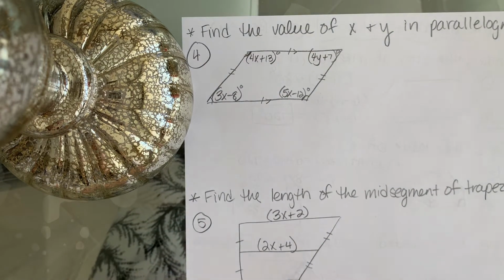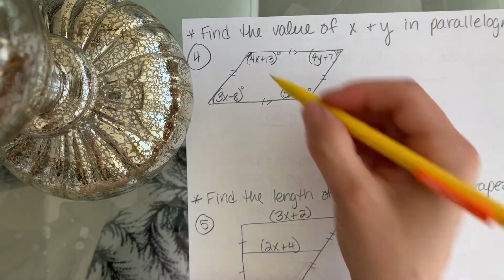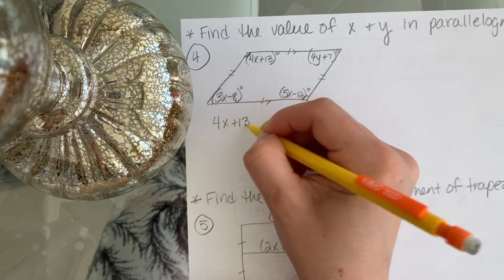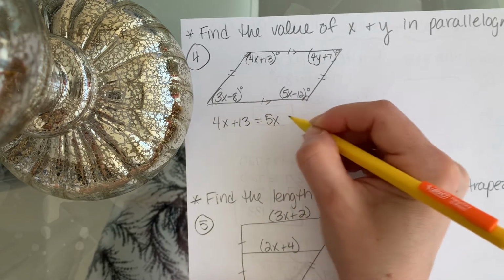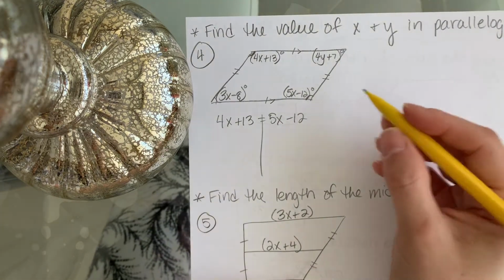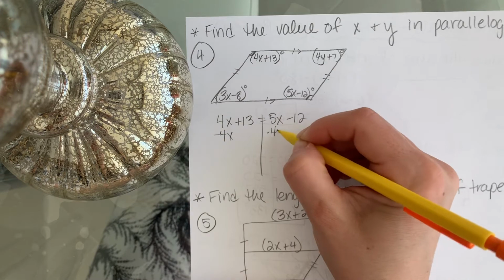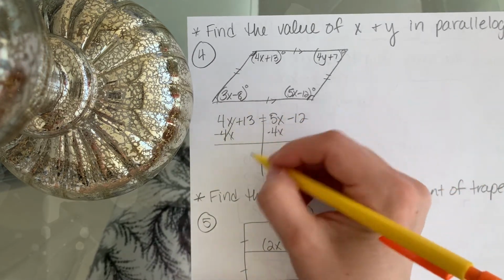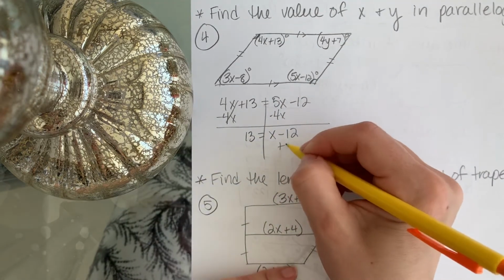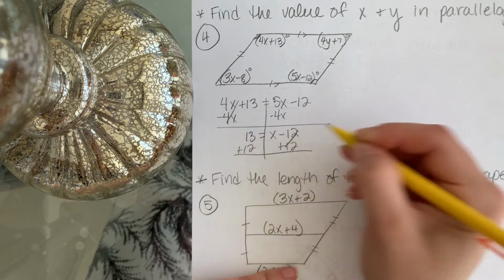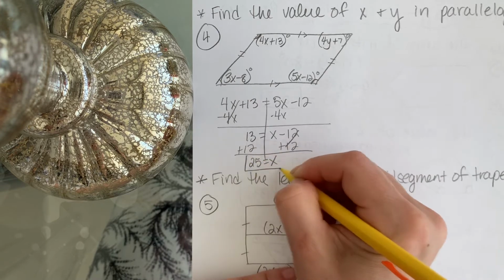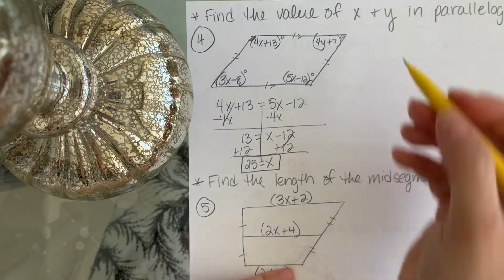So what that means is if these two angles are equal, I'm going to set them equal to each other. So we have 4x plus 13 equals 5x minus 12. And we're just going to solve for x. I'm going to subtract 4x on both sides because I like to avoid negatives if possible. And we get 13 equals x minus 12. From there, I'm going to add 12 to both sides, and I get 25 equals x. So I found what x is.